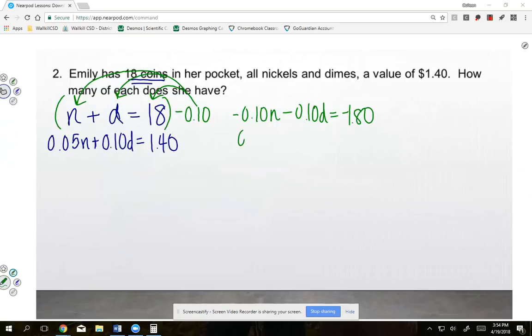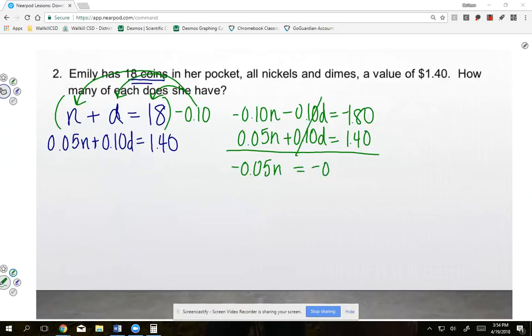We bring the second equation over, and then we use the same process. Adding vertically, we get negative 5 cents N. The D's cancel out, equals negative 40 cents. Divide by 5 cents, divide by 5 cents, and we get N equals 8, since 5 goes into 40 eight times. So now we figured out that Emily has 8 nickels.